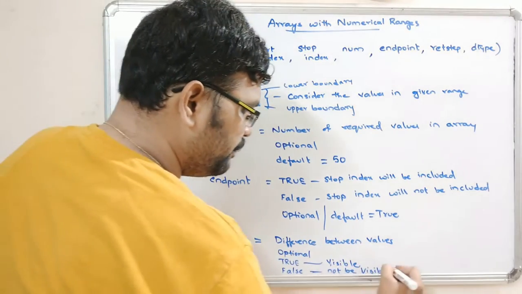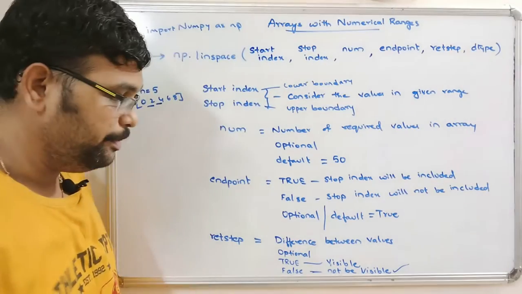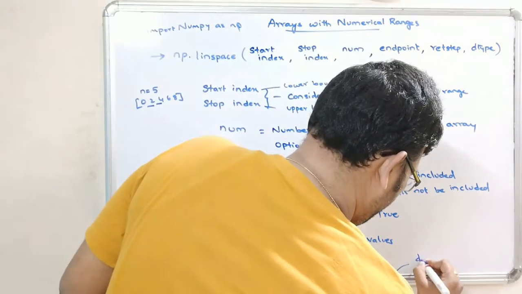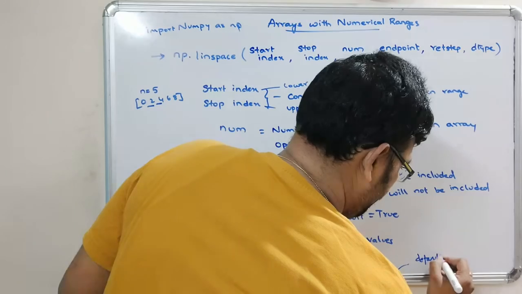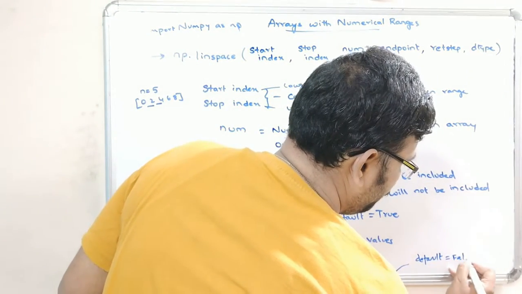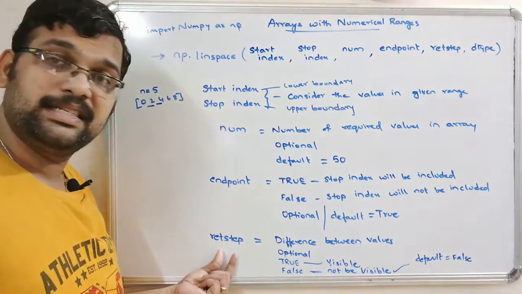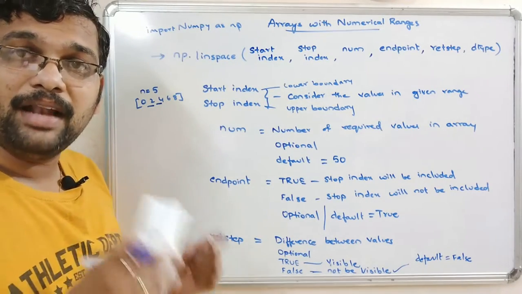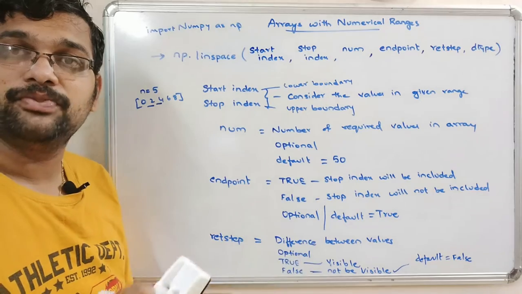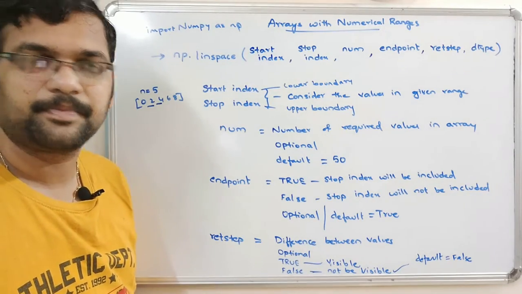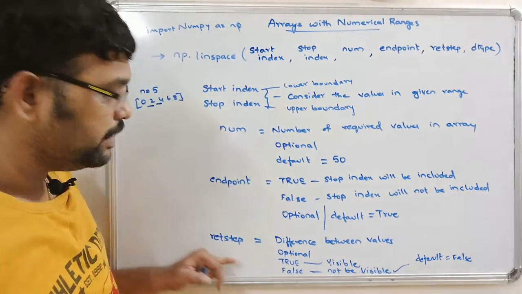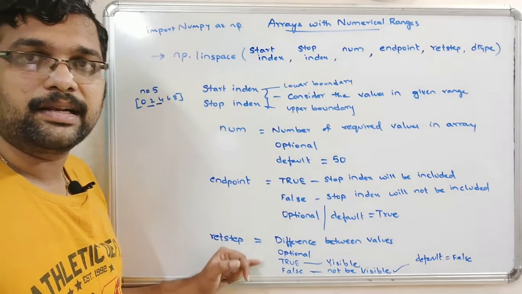By default, it will be false. So if you are not giving any value to this retstep, automatically the difference between the values will not be printed in the result. Okay, so this is how we can get the return step.